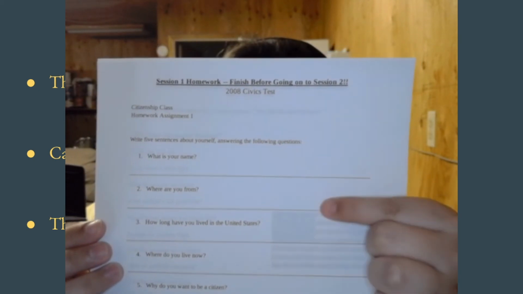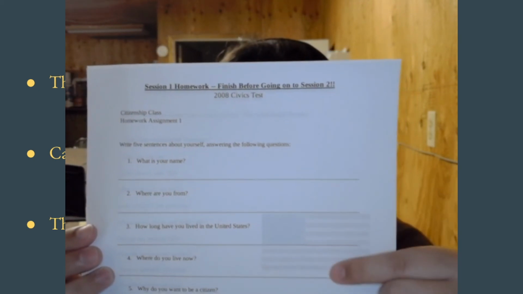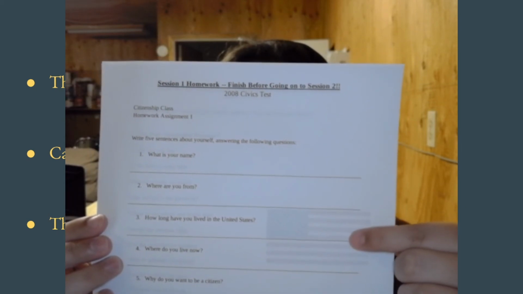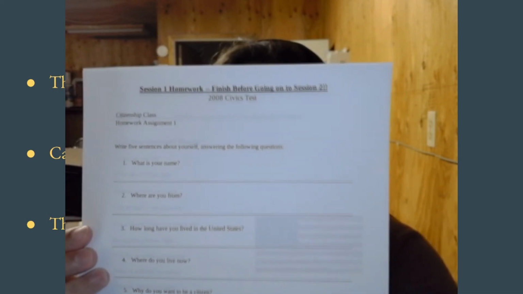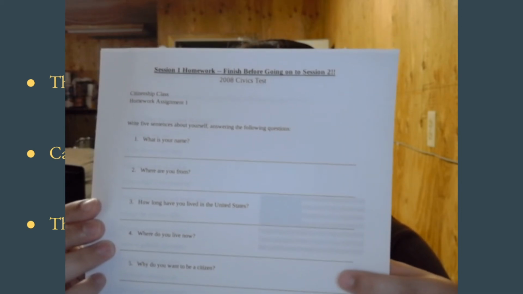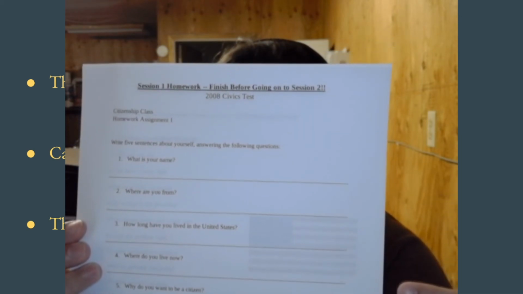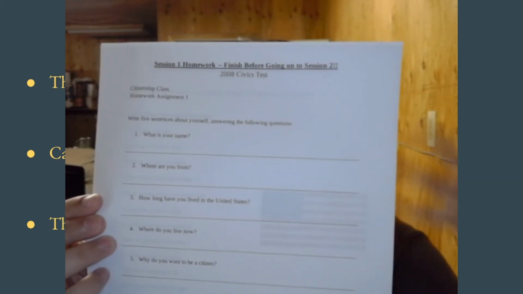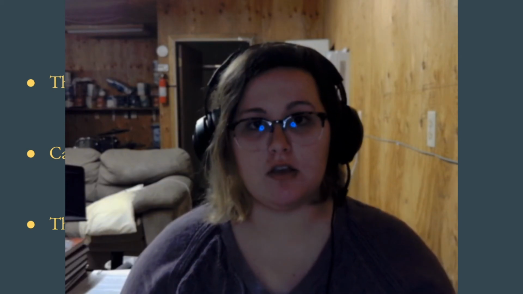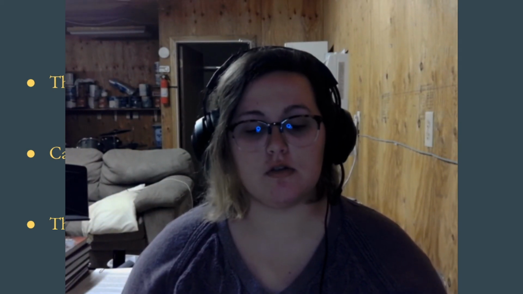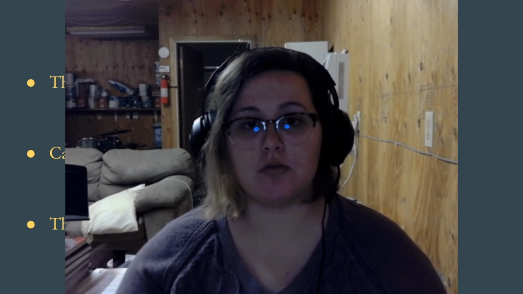Where are you from? I am from blank. How long have you been in the United States? I have been here blank. Where do you live now? I live in. And then, why do you want to be a citizen? I want to be a citizen because. Then in those blanks, you write the answers to the questions. That's the writing practice.